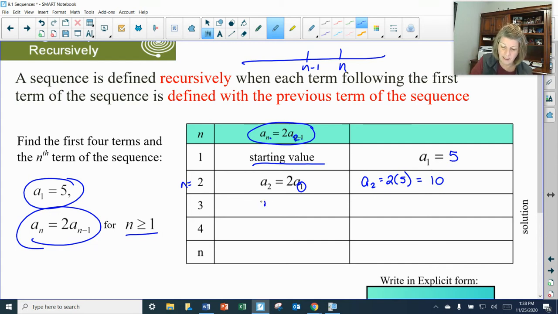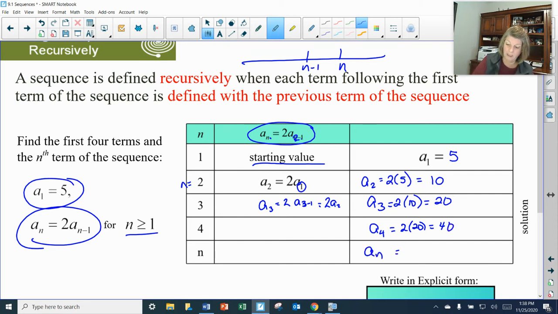The a sub third term is going to be a sub 3 minus 1, which would be 2 times the a sub second, or the previous answer, which was 10. So my a sub third is going to be 2 times 10, and you can start picking the pattern up. My a sub fourth is going to be 2 times 20. My a sub n term would be 2 times the previous term, a sub n minus 1. And that should be pretty self-explanatory.